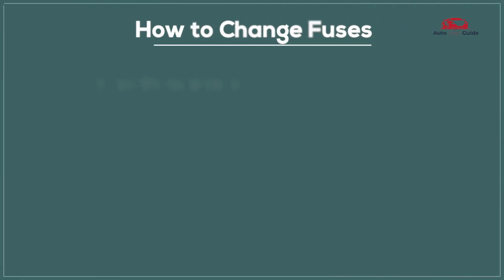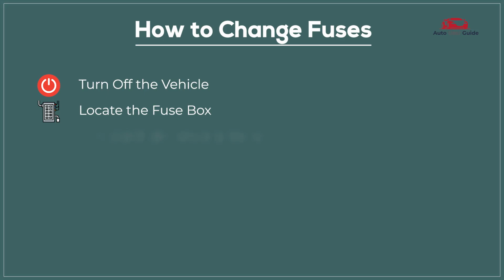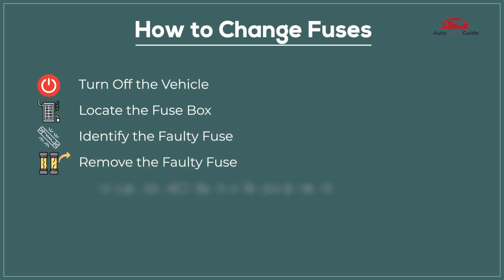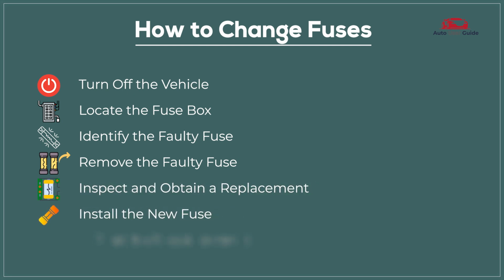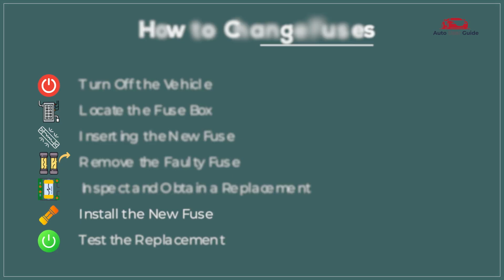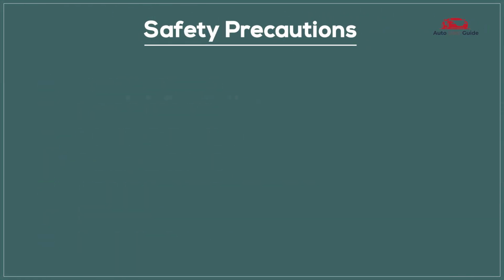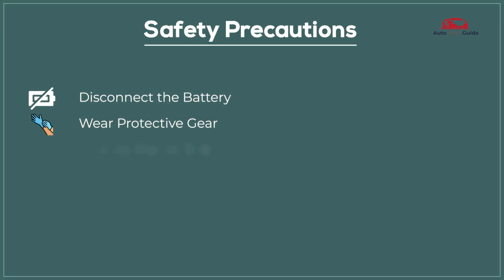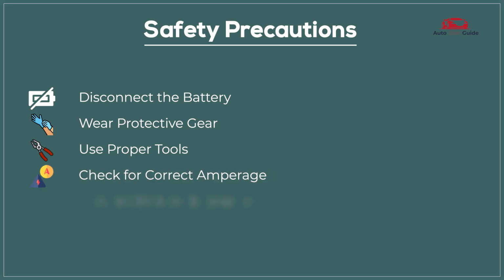How to change fuses: turn off the vehicle, locate the fuse box, identify the faulty fuse, remove the faulty fuse, inspect and obtain a replacement, install the new fuse, test the replacement. Safety precautions: disconnect the battery, wear protective gear, use proper tools, check for correct amperage, avoid water exposure.